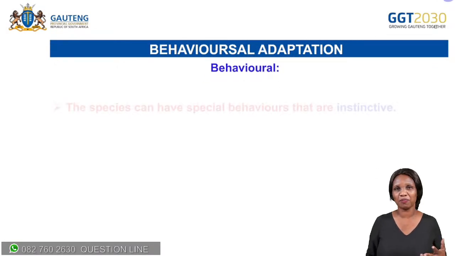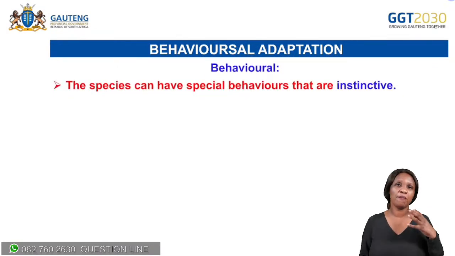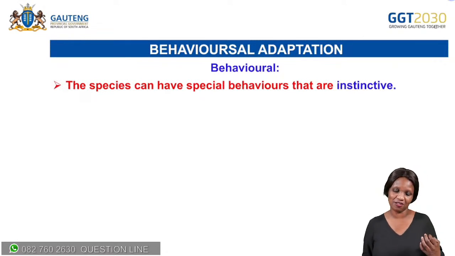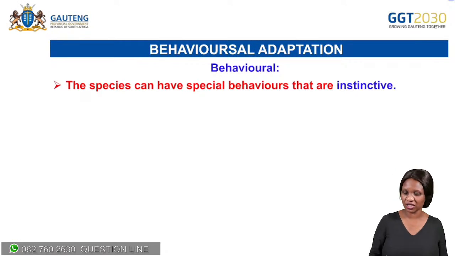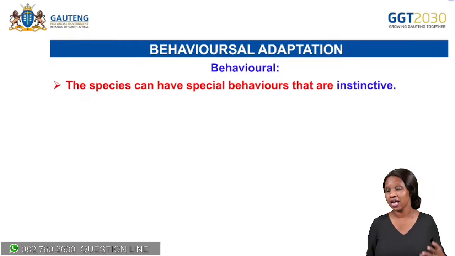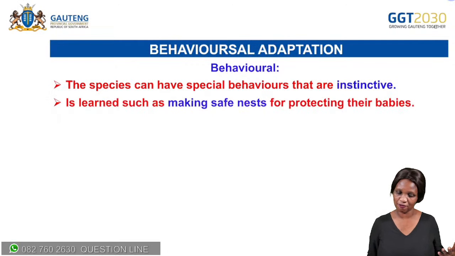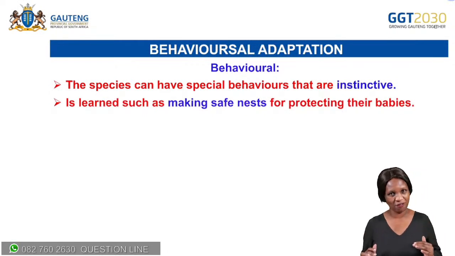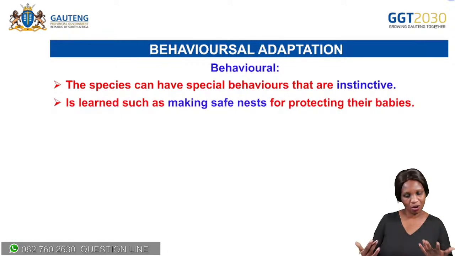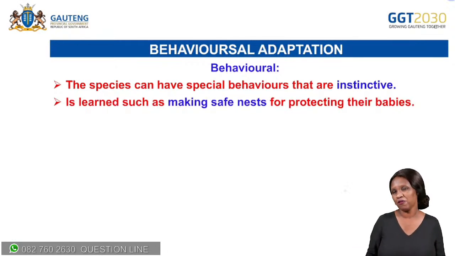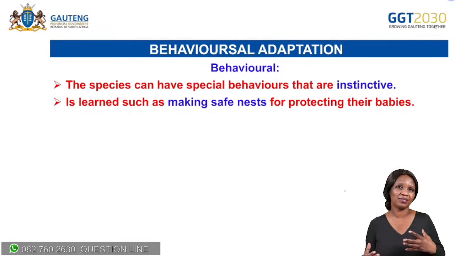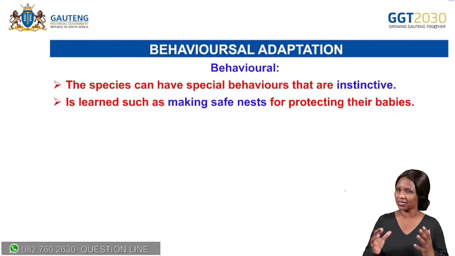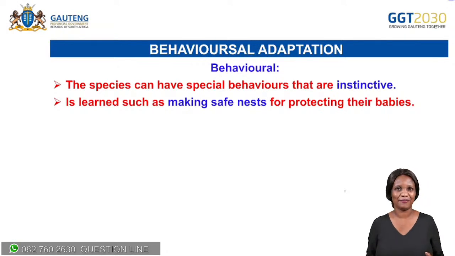When we are looking at behavioral, remember I said behavior is learned and some is instinctive. All right. The species can have special behaviors that are instinctive. And then it is also learned behavior. They learn it from the older ones. All right. For example, we've got birds. They make nests for their young ones. They are protecting them. All right.